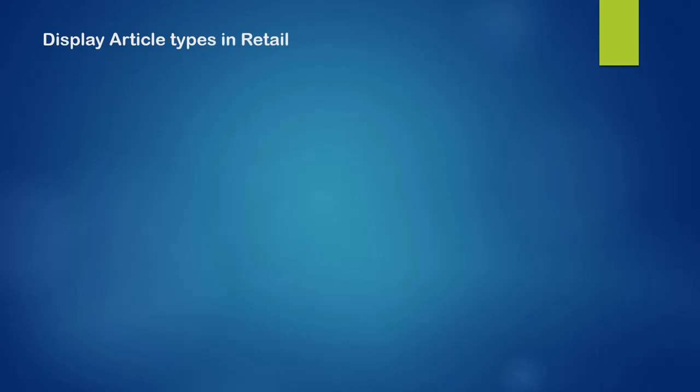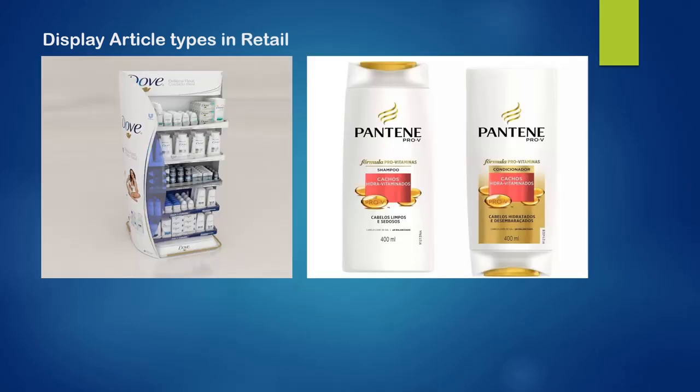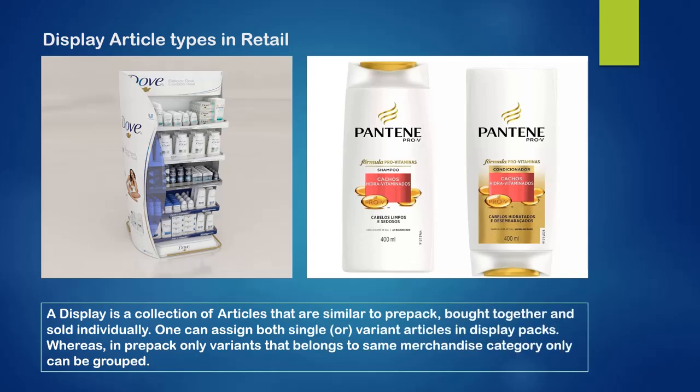So now we will see a similar article type called display article. In many stores we will see a display of collections. For example, beauty collections. We will see Dove, Pantene, Head and Shoulders, etc. where a collection of articles that are similar in nature are brought together and sold individually. Here, unlike pre-pack, one can assign both single and variant articles in display packs. Whereas in pre-pack, only variants that belong to the same category can be grouped. So this is the difference between pre-pack and display article types.